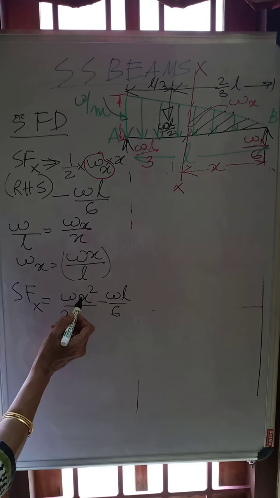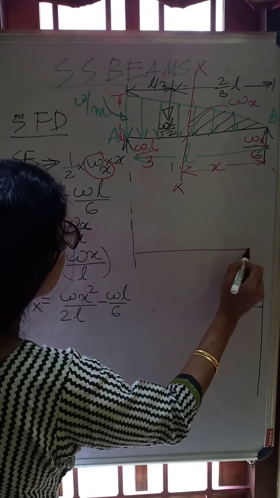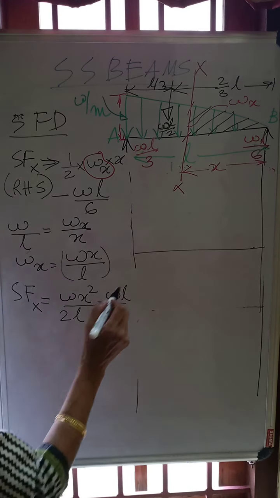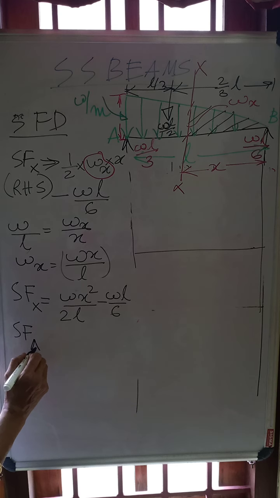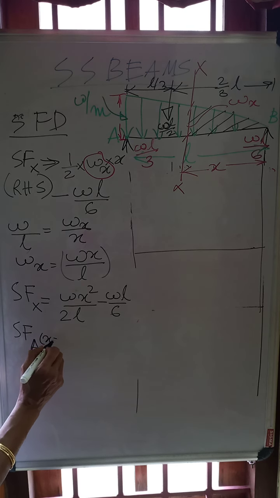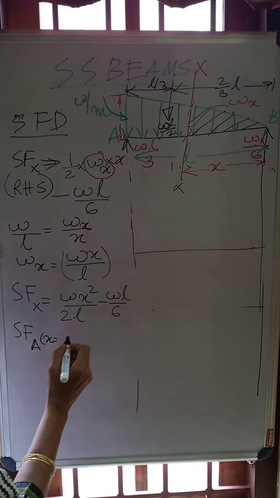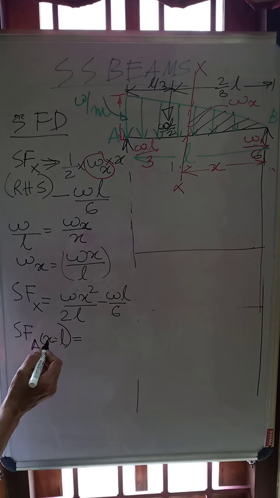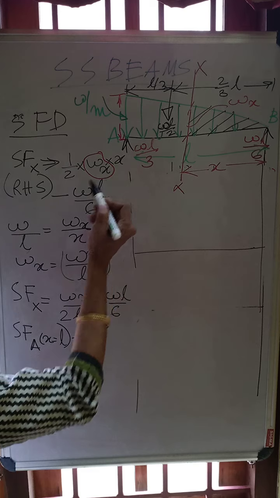You can see here, this is a second degree equation. So automatically you are going to get a parabolic variation. So how to draw that? Your baseline I have drawn. So I am going to take shear force at A, at x is equal to L. What is the shear force over there? When x equal to L, what is the shear force? This is x is equal to 0, B, x equal to L is A.